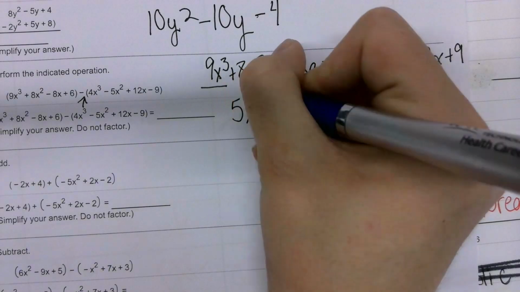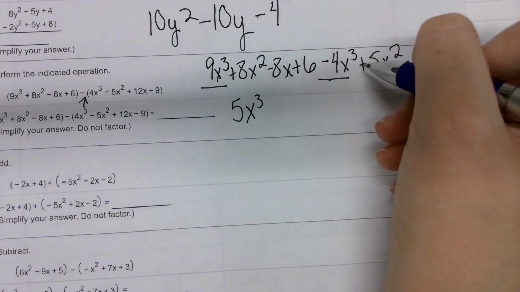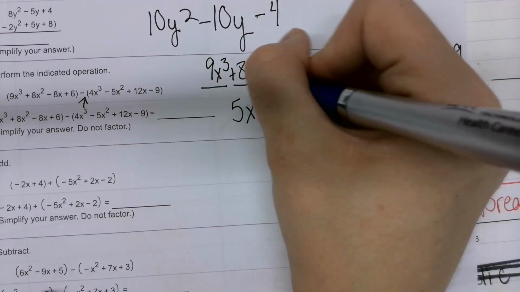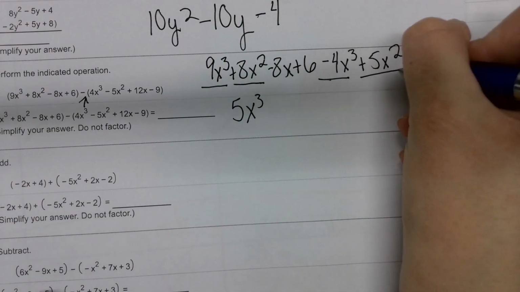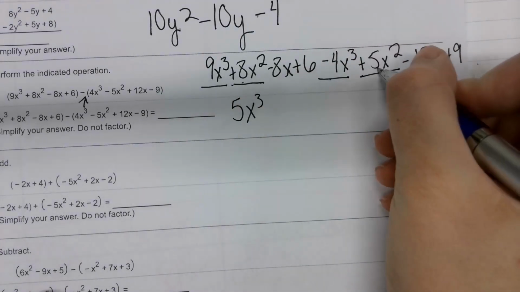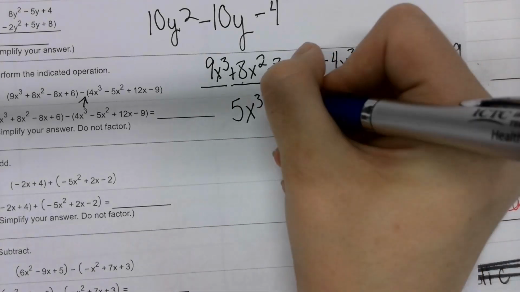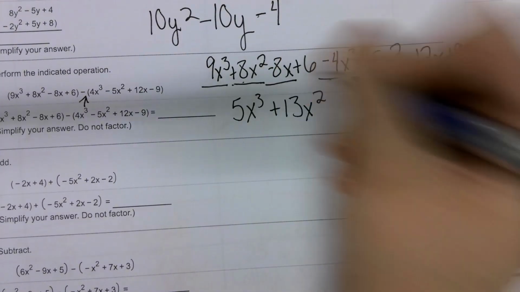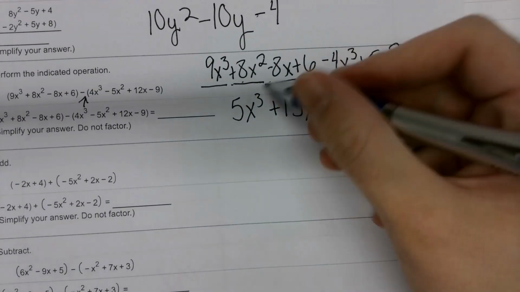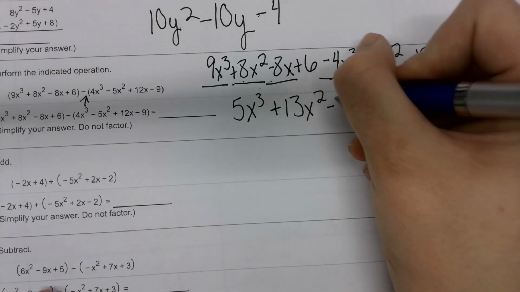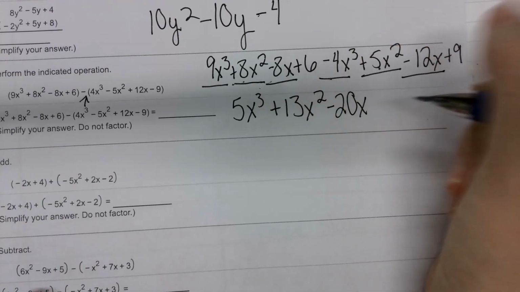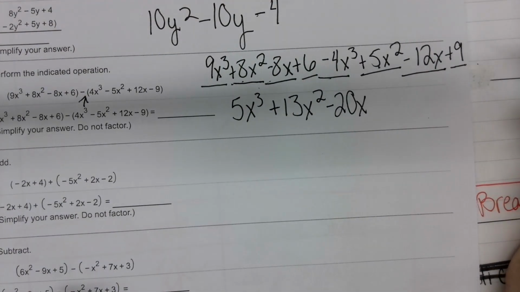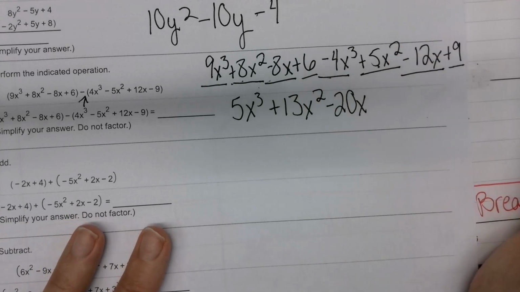Because we always look for the ones that have the same variables, like the same exponents. Same variables, same exponents, same exact thing. So here I have an x squared, and here's an x squared. Positive 8, positive 5. 8 plus 5 is negative 8x, negative 12x. Negative 8 subtract 12, negative 20x. 6 plus 9, so 9, 10, 11, 12, 13, 14, 15.